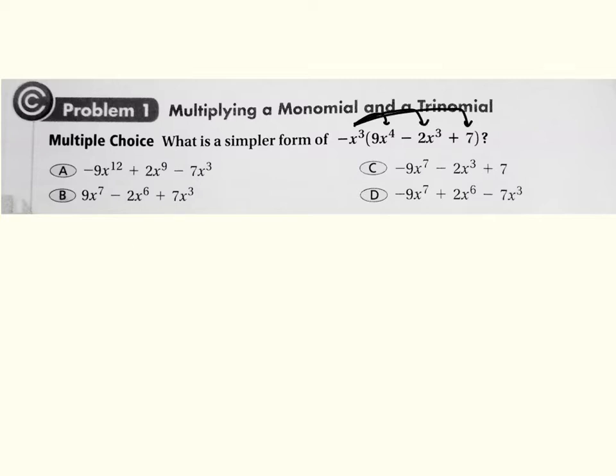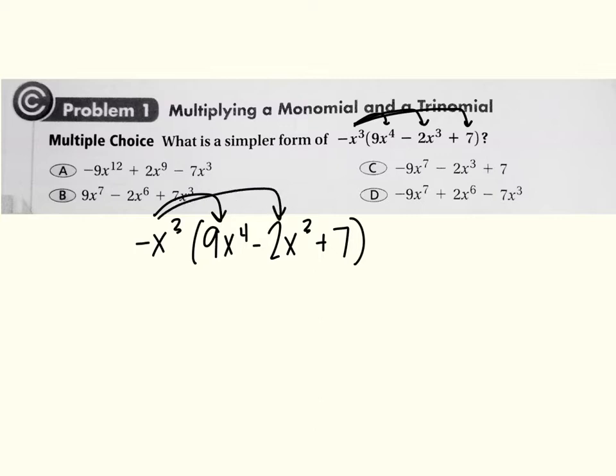And I'm just going to rewrite that down here. So if I distribute that, I'm going to get negative 9. When you multiply powers with the same base, you add exponents. So that's going to be to the 7th. Positive, because it's a negative times a negative, so positive. 2.